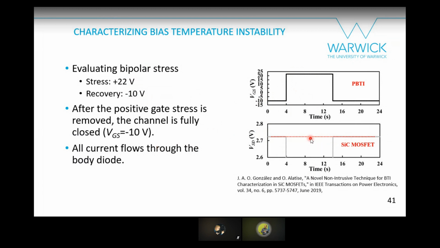So this is not something that was in the circuit, it is a transient effect. It's just the different current ratios between the channel and the body diode. So closing the channel means that you only have current through the body diode and you don't see the shift of the threshold voltage.